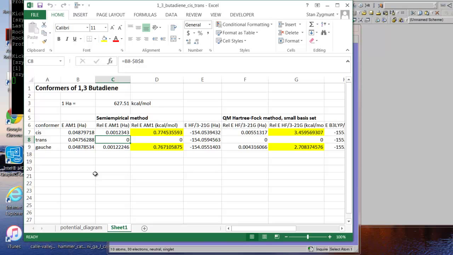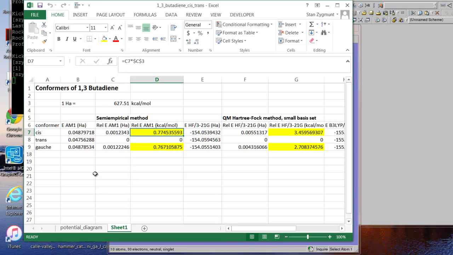So it's just a tiny bit different when we calculate the relative energy relative to the most stable, the trans conformer. We see that, and then we convert that to kilocalories per mole. We see that, okay, if the trans structure is then at zero, then the gauche conformer is 0.767 kcals per mole, and then the cis is just slightly higher at 0.774 kcals per mole. So that doesn't seem like a very significant difference.